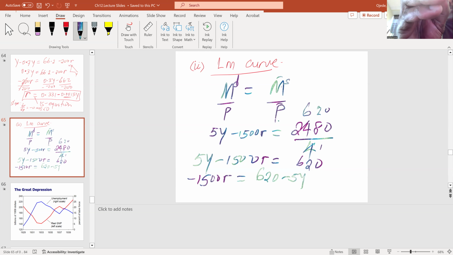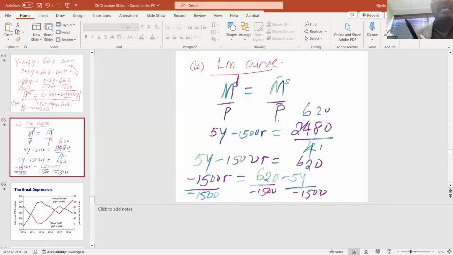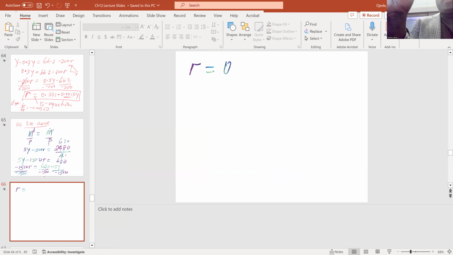Then I'm going to divide all through by negative 1500 because I want to make R the subject. Once I do that, your final equation, which is the LM equation, is going to be: on the left-hand side, negative 1500 R divided by negative 1500 is R. The 1500s cancel. 620 divided by negative 1500 is going to be a negative number, negative 0.413.